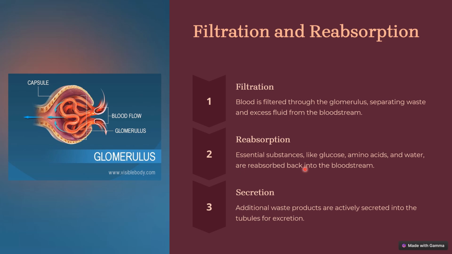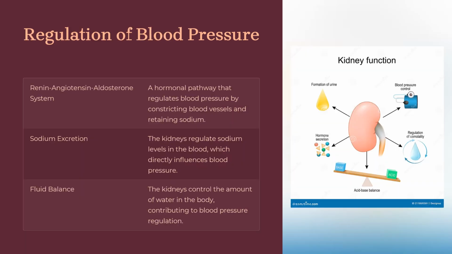Next, reabsorption now. First, filtration is done. Now the reabsorption process starts. So essential substances like glucose, amino acids, and water are reabsorbed back into the bloodstream. Now secretion. So additional waste products are actively secreted into the tubules for excretion. Okay, so filtration, reabsorption, and then secretion.